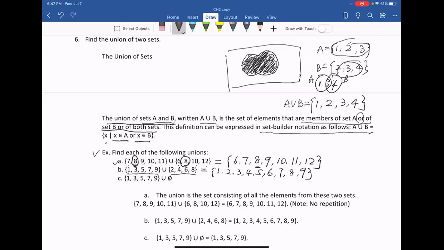Okay, so next one, this one and this one. So the union should be 1, 3, 5, 7, 9. Just the first set, because there's nothing in the empty set. So the union of any set and the empty set is the set itself.